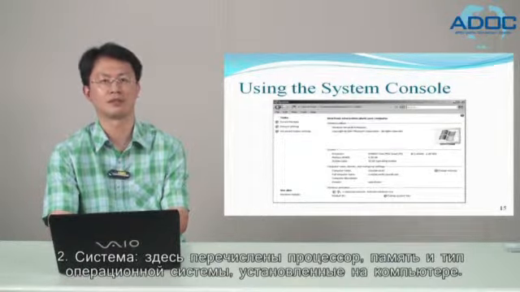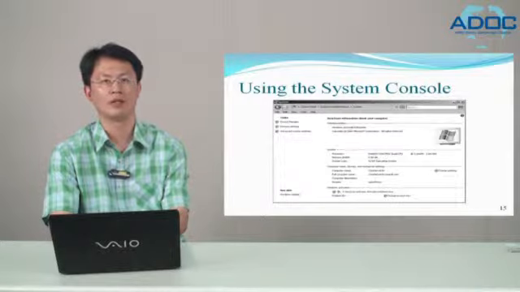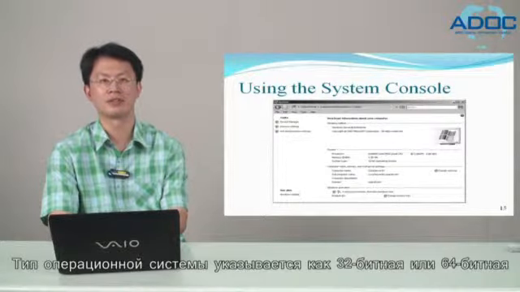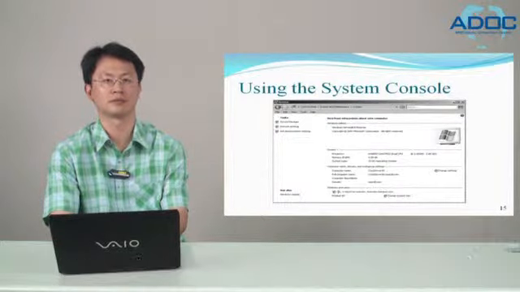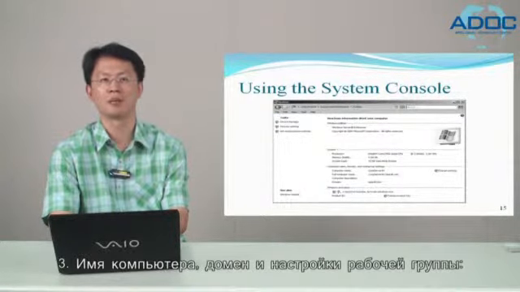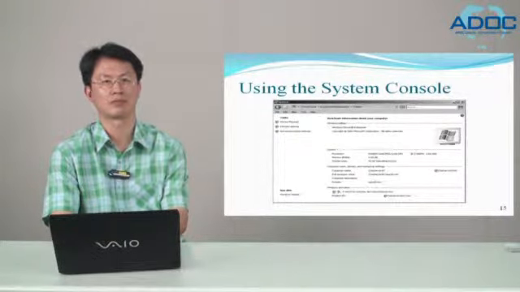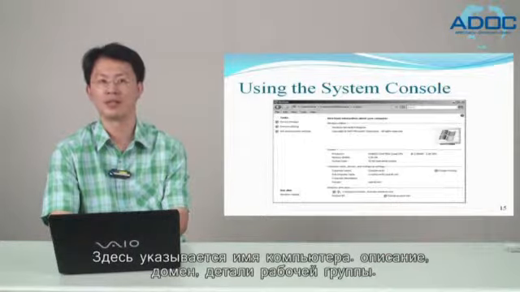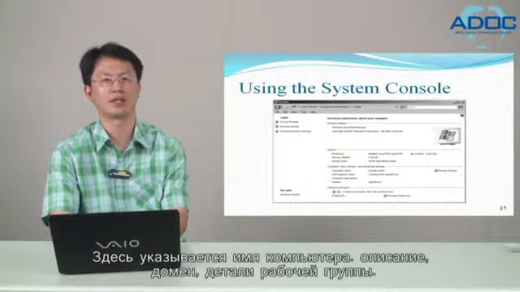Second, System lists the processor, memory, and type of operating system installed on the computer. The type of operating system is listed as 32-bit or 64-bit. Third, Computer Name, Domain, and Workgroup Settings provides the computer name, description, domain, and workgroup details.